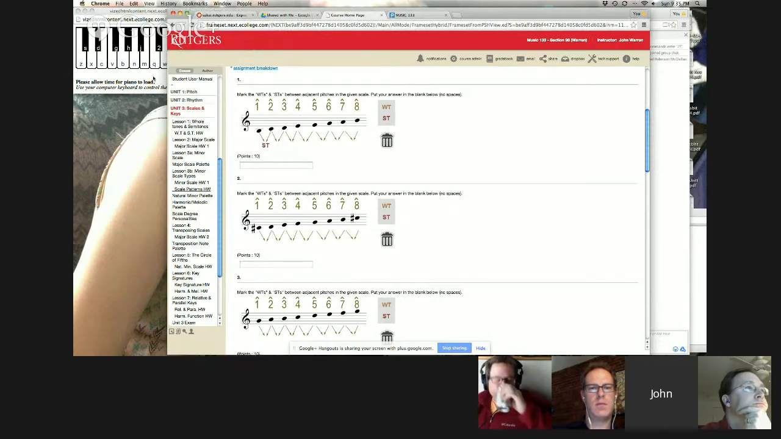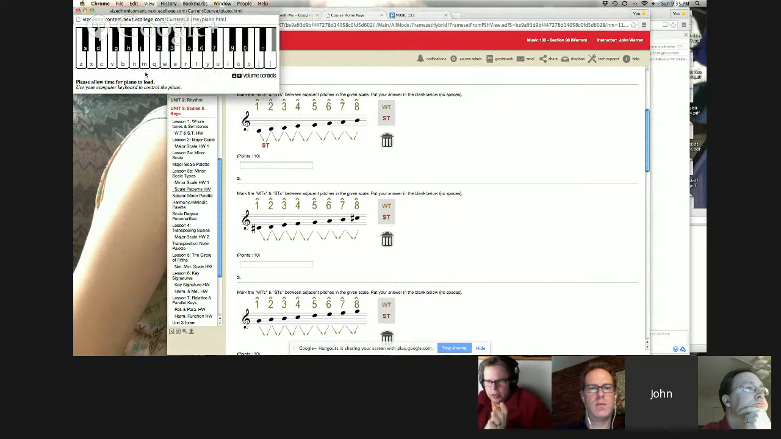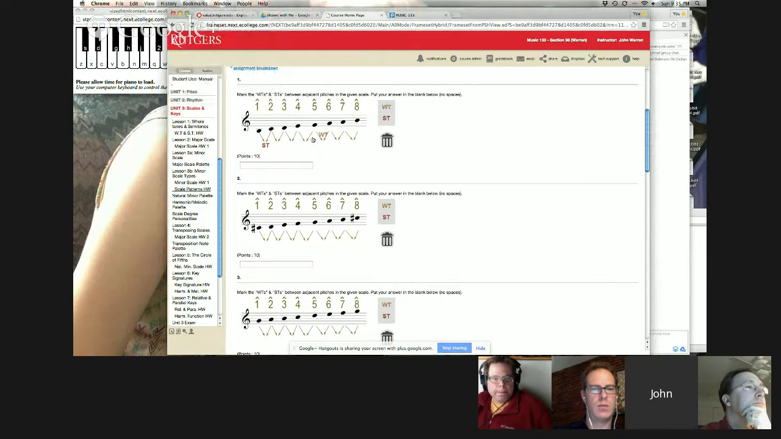So C to D, I'm going to go to my generic keyboard and look at C, D. Now notice there is a black key in between, so this is in fact the whole tone. I'm going to drag the whole tone over here. And you're going to do this for every one of these. It's always good to check them.